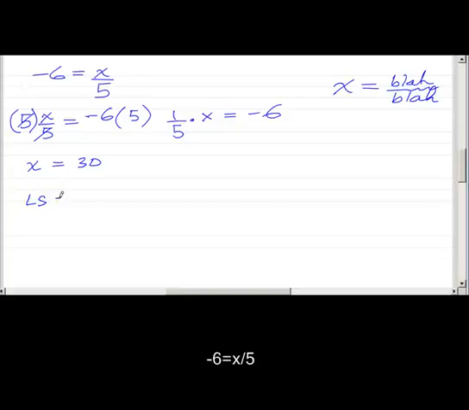Let's check the left side equals, well, in this case, negative 6. Right side equals negative 30 over 5, which equals negative 6. Forgot the negative there. So we get right side equals negative 6, left side equals right side. Beauty. You're done.